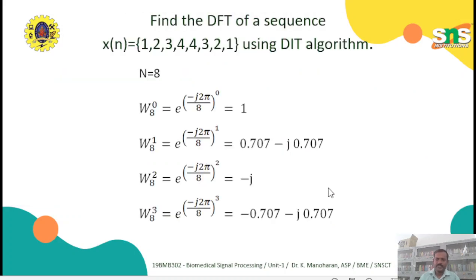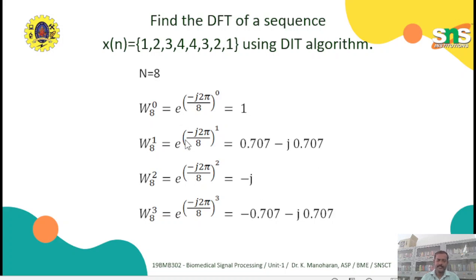Look at the given problem: find the DFT of the sequence x of n equal to 1, 2, 3, 4, 4, 3, 2, 1. The number of samples will be 8 using this DIT algorithm. First we need to write capital N equal to the number of samples, so N equal to 8. Now we need to find the twiddle factors W8^0, W8^1, W8^2 and W8^3.